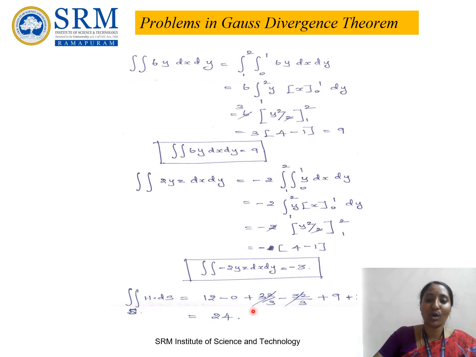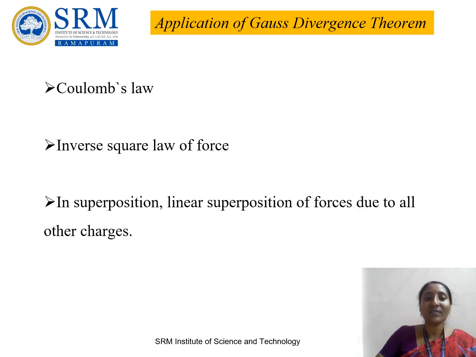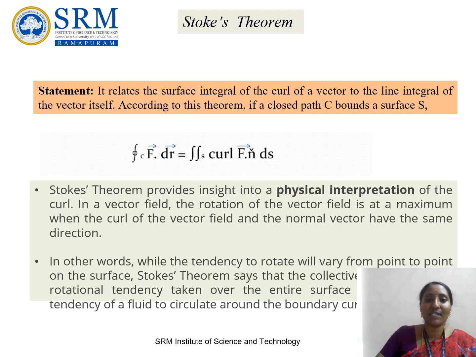This problem belongs to the Gauss divergence theorem. We have to prove it, or else sometimes they ask the question to calculate the surface integral. By simply calculating the volume integral, we also get the value of the surface. Sometimes they ask us to do it using the Gauss divergence theorem, so accordingly we can answer. Next application of Gauss divergence theorem: Coulomb's law, inverse square law force, in linear superposition of the force due to all charges. That is an example application of the Gauss divergence theorem.